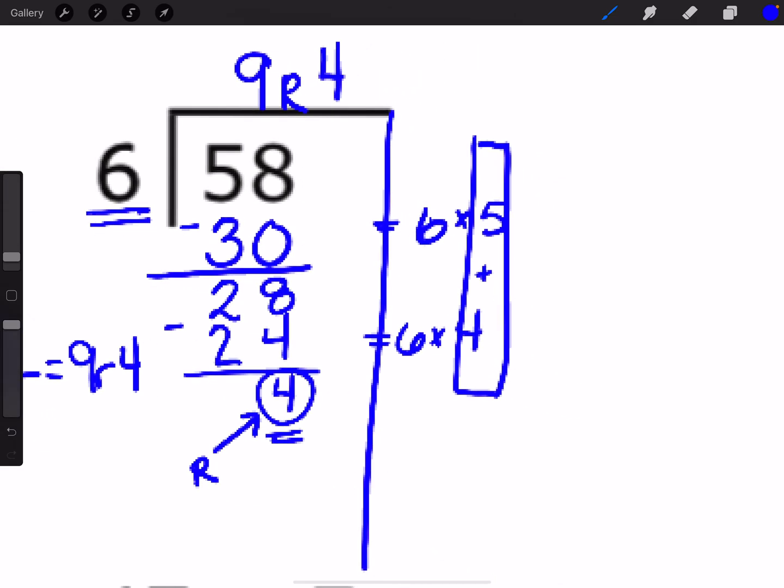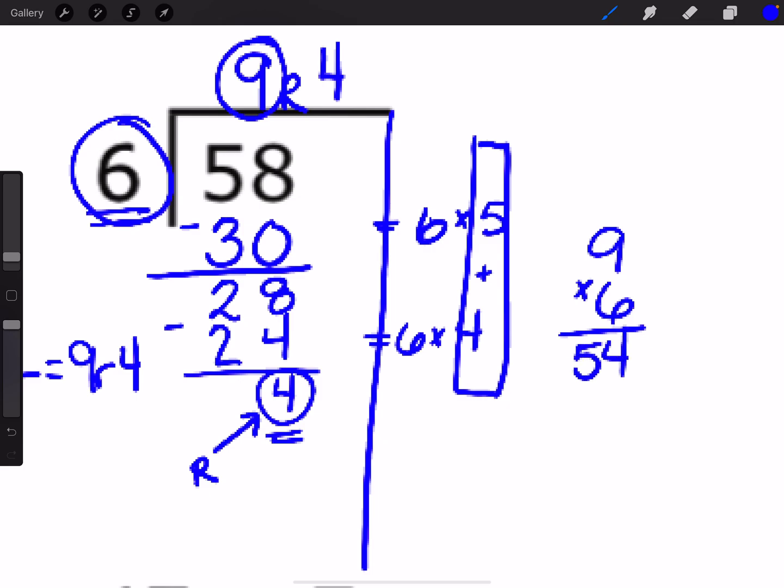We also, remember, we can do our multiplication to check our answer. We take 9 times our divisor, which is 6. Again, 9s are a little tricky, so I'm going to do 9 times 5. I know 9 times 5 is 45. I do another group of 9, and that's going to be 54.